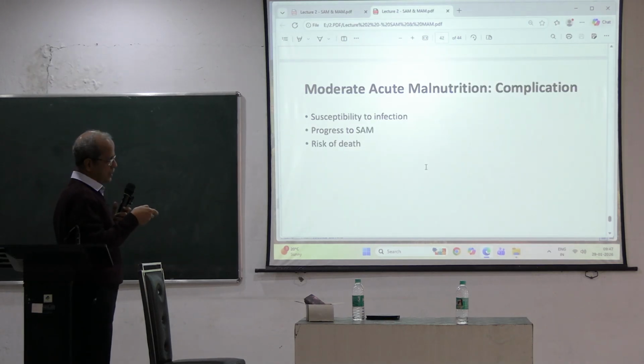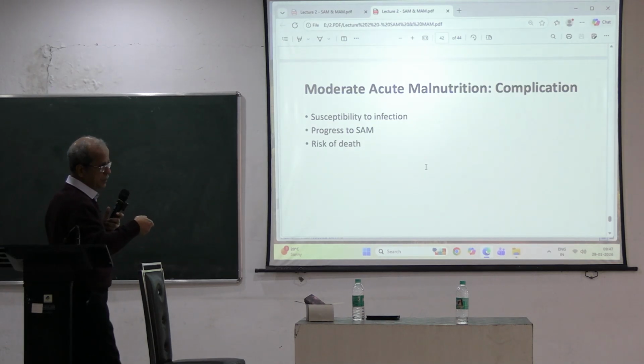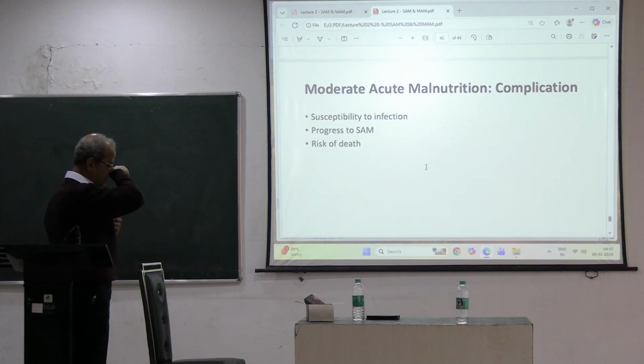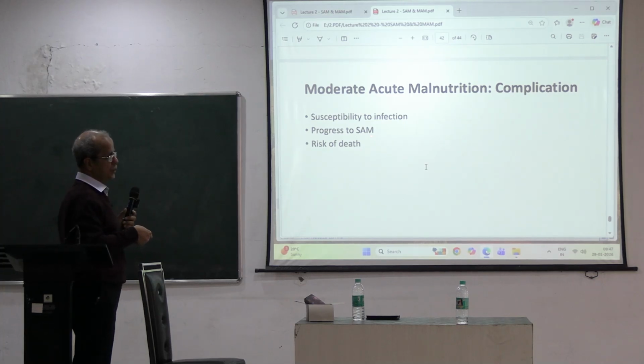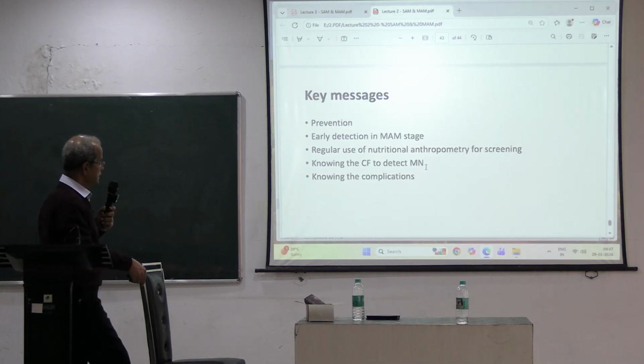So complications of moderate acute malnutrition, one is susceptibility to infection, because the pro-inflammatory markers are active and the child is not getting enough energy, so chances of infection are more. It can always progress to severe acute malnutrition and the risk of death. So what are the key messages? Prevention, that is, you have to provide enough food for the baby. You have to advise exclusive breastfeeding till the child is 6 months of age. That helps.